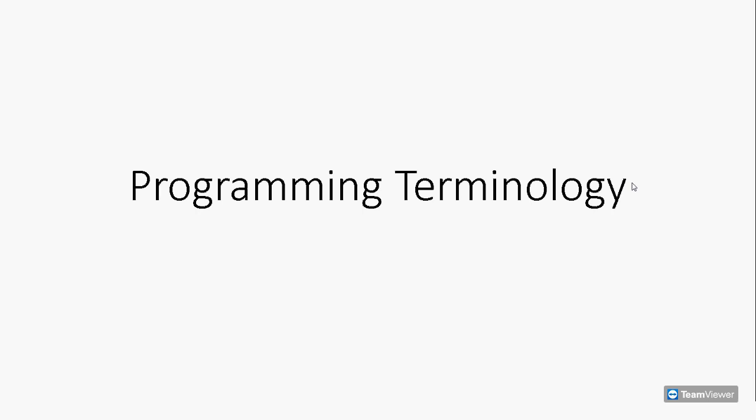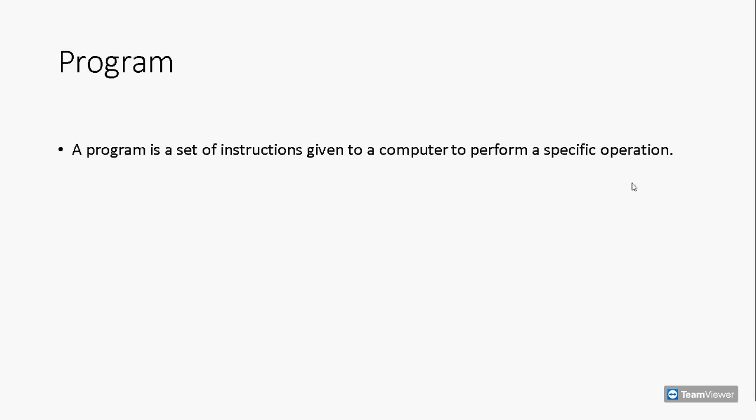We will be learning about Python, but before starting that, there are a few terms related to programming that we should be aware of. So let's take a look at them. The first term that we will take a look at is a program. So what is a program? A program is basically a set of instructions that we give to a computer to perform a specific operation.